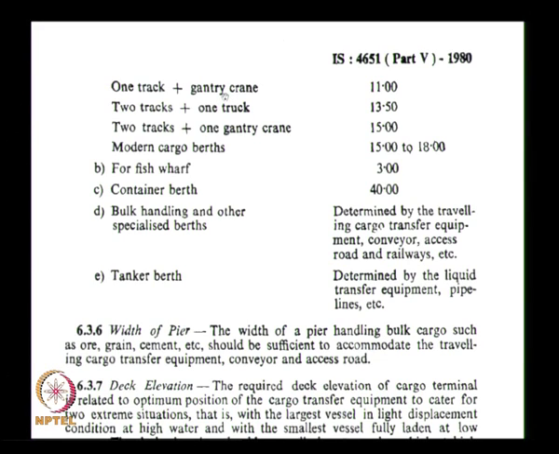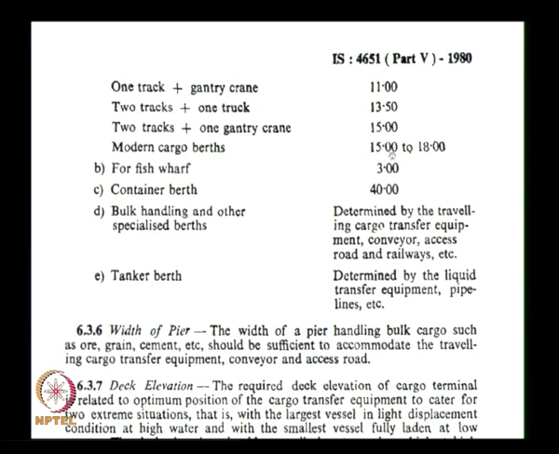What I was telling earlier is road lines. Now we have a gantry crane, then we will have 11 meters. If we have two tracks and one truck, 13.5, two tracks plus one gantry crane, 15 meters. Then modern cargo berths, typically it is between 15 to 18 meters.